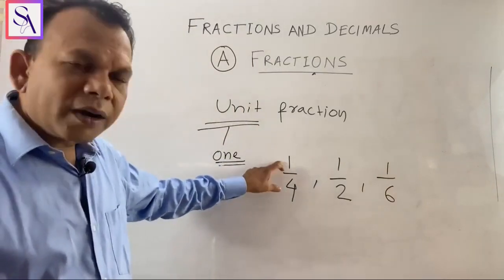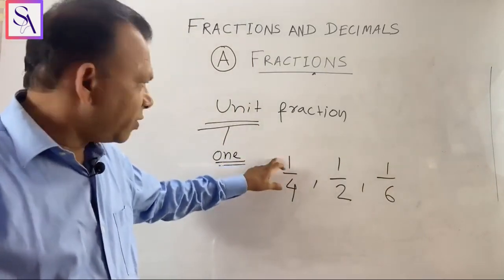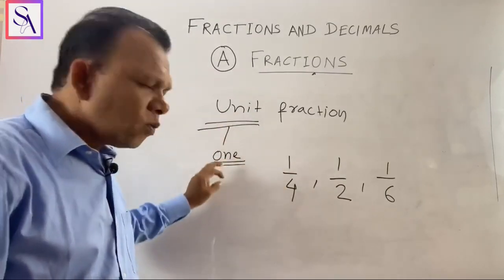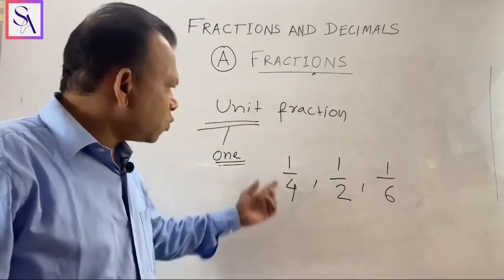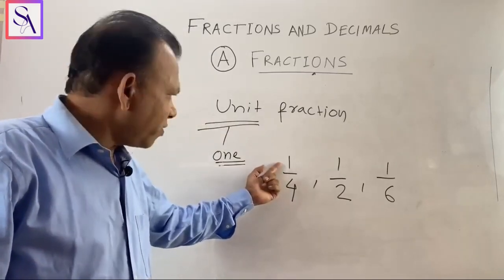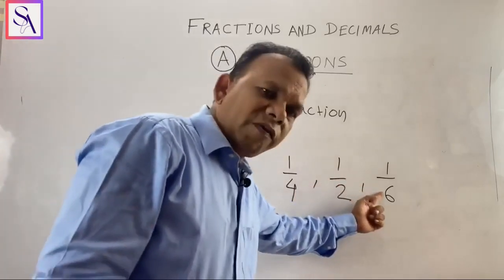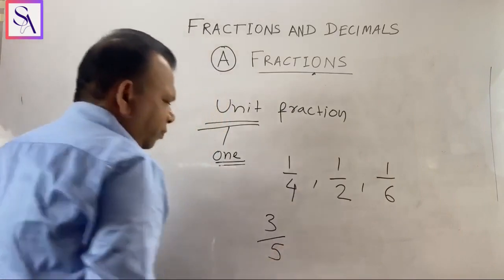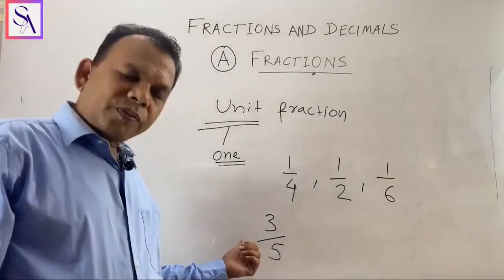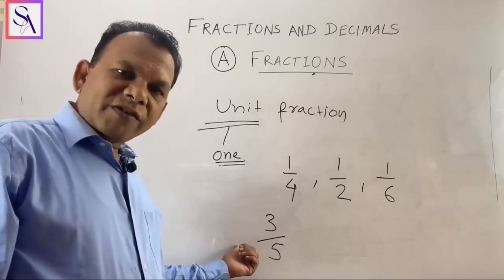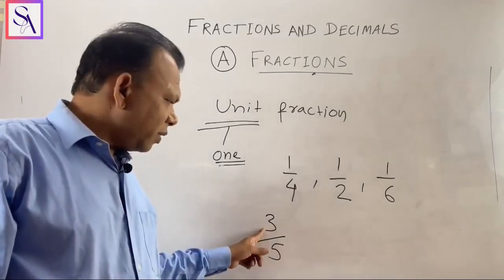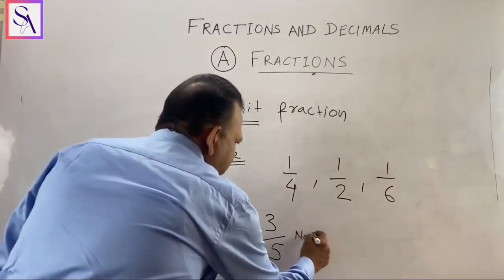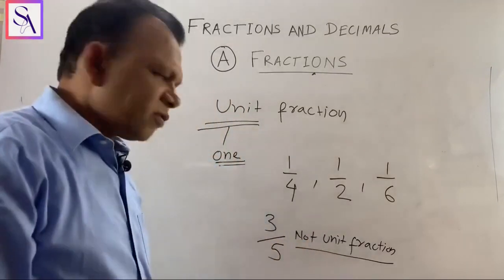When the numerator value is 1, that fraction is called a unit fraction, because unit means 1. So this is a unit fraction, this is also a unit fraction, this is also a unit fraction. If I give the example of 3 by 5, is this a unit fraction? No, because the numerator is not 1. It is not a unit fraction.